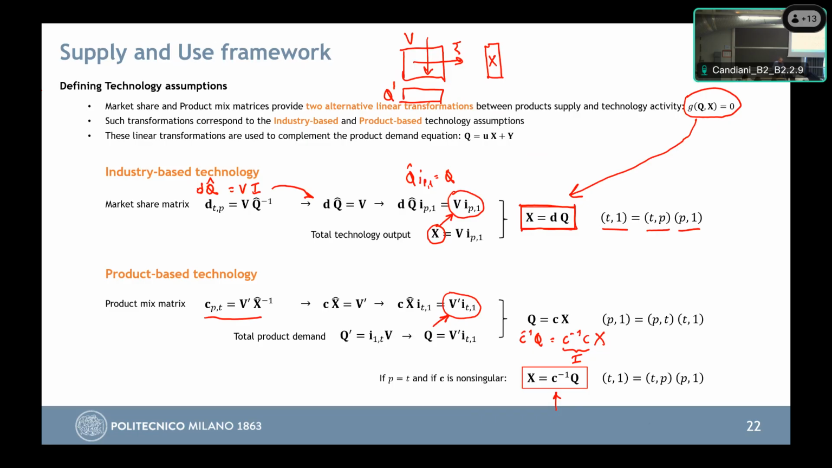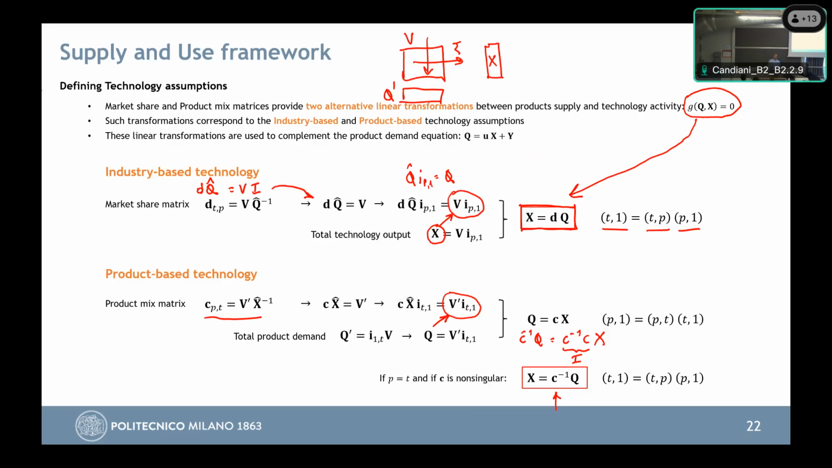This is the mathematical reason, and the practical reason is that if I had the previous example without the boiler, without the heat production system, according to the product-based technology assumption, I cannot close the product-demand balance because there won't be any technology that is able to compensate the production of my byproduct, the heat from the steel sector.